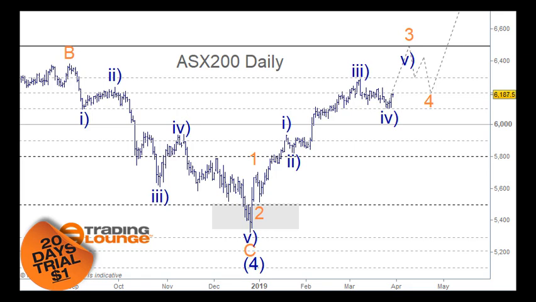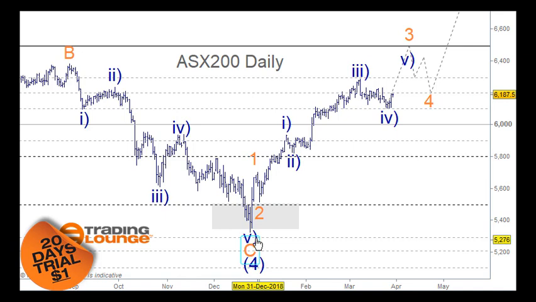I've got this bullish count to the upside here as a wave 4 pullback, and in that case this wave 4 has pulled back 38.2%, sitting on that 6,100 when we take it from this wave 2 low to the top of wave 3 here and here.